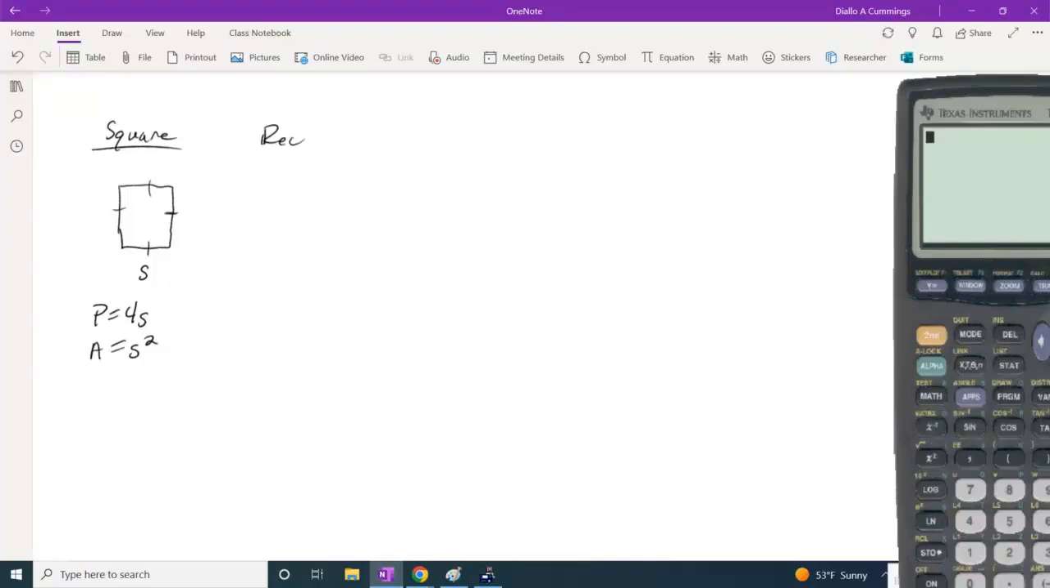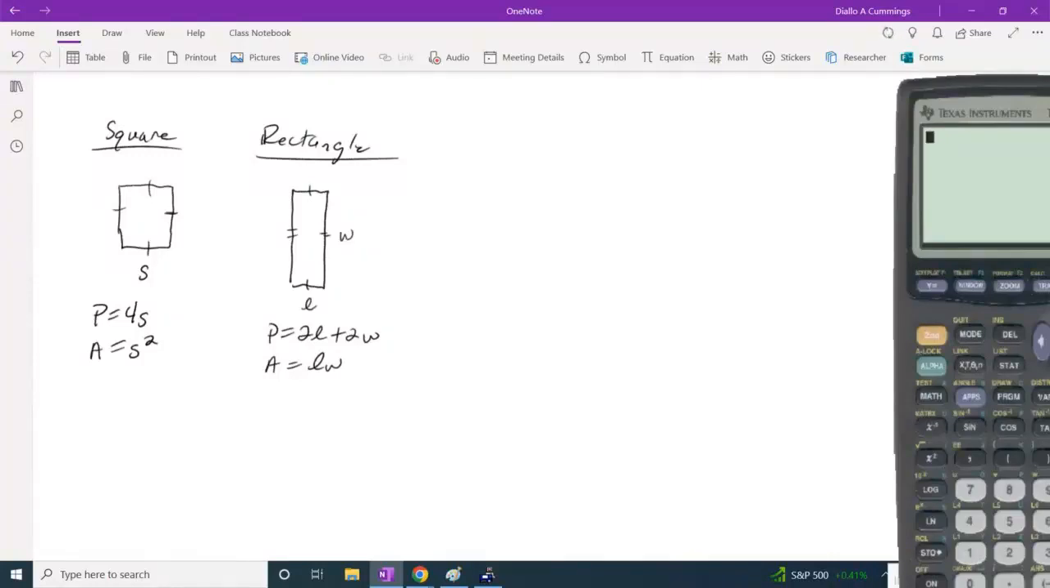For a rectangle, and in a rectangle, the opposite sides are parallel and congruent. So we have the length and the width. So the perimeter of a rectangle is twice the length plus twice the width. And the area of a rectangle is the length times the width.